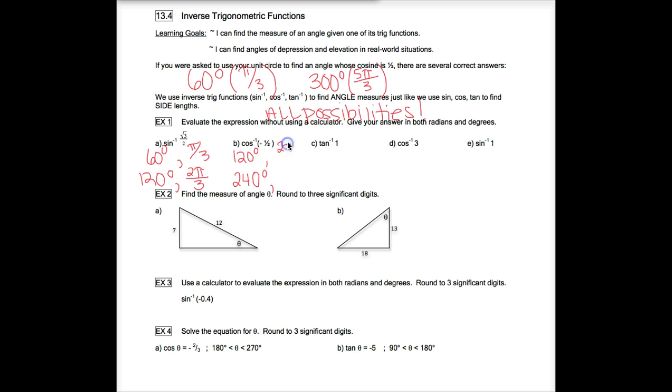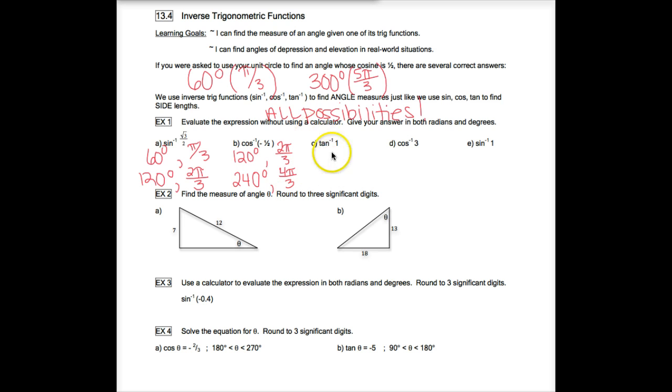120 degrees, we already said, is 2 pi over 3 because it's short of pi. Pi is 180, so it's pi over 3 less than a whole pi. 240 is in quadrant 3, so it's pi over 3 past pi, so 4 pi over 3.